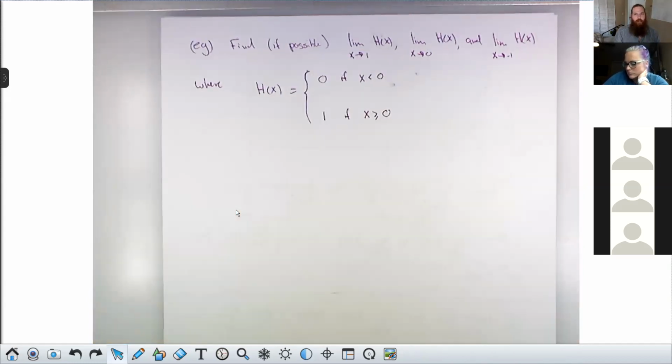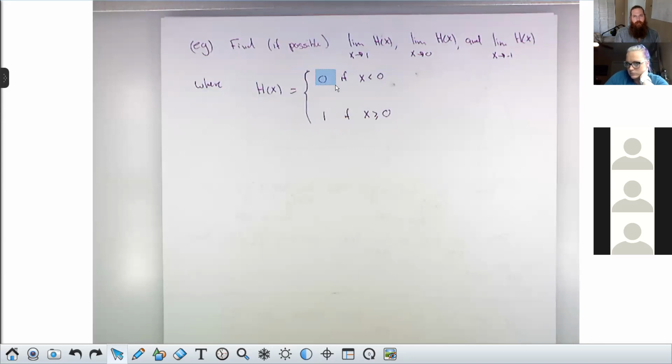So I'll give you guys a second to write this down, and then I'm going to draw the graph of this function, and we'll see if from the graph we can figure out the value of these three limits. So we want to find, if possible, the limit as x approaches 1 of h of x, the limit as x approaches 0 of h of x, and the limit as x approaches -1 of h of x, where h of x is this piecewise function.